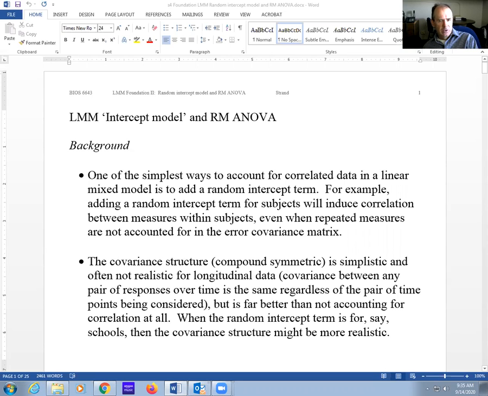And the repeated measures ANOVA is basically using the same approach. You have that ANOVA table, but you then make an adjustment to account for the fact that you have repeated measures. Okay.